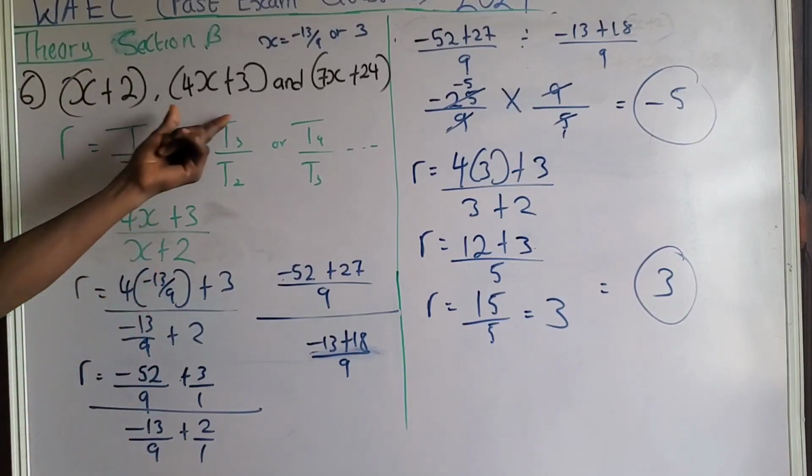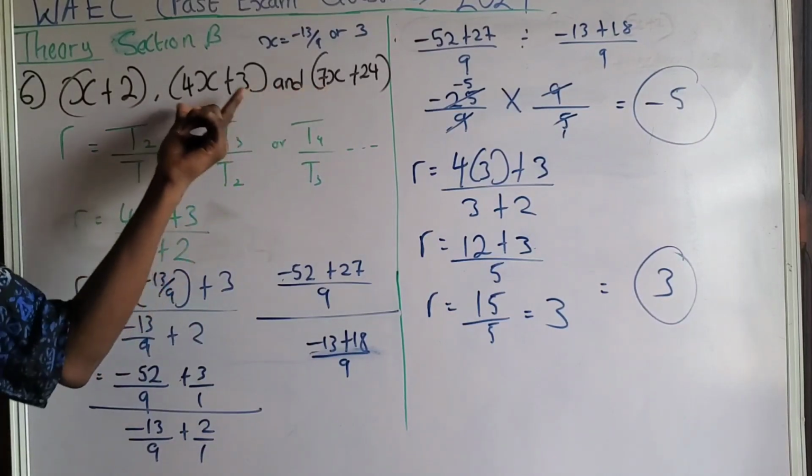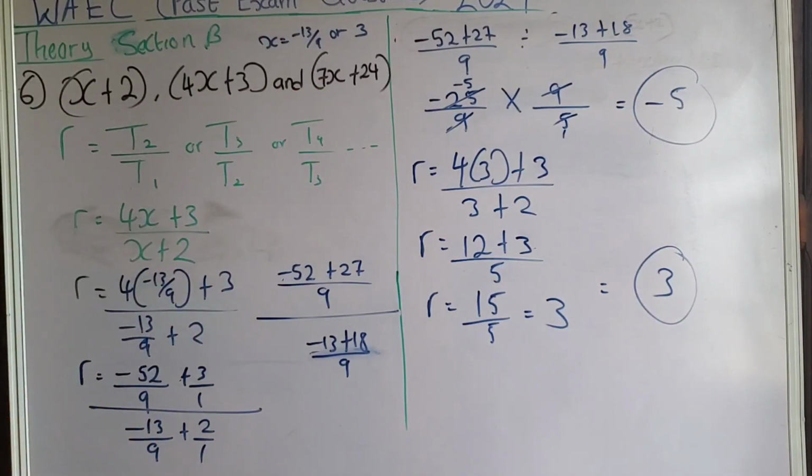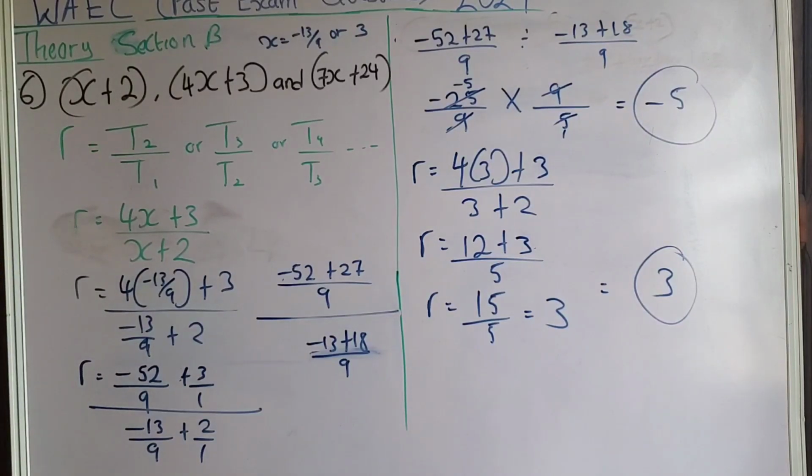Now, we know that if we divide this by this, we are going to obtain the common ratio. Likewise, if you divide this by this, you are going to obtain the common ratio. And every geometric progression has a constant common ratio, which is the ratio between two successive terms in the GP. Are you getting what I'm trying to say?